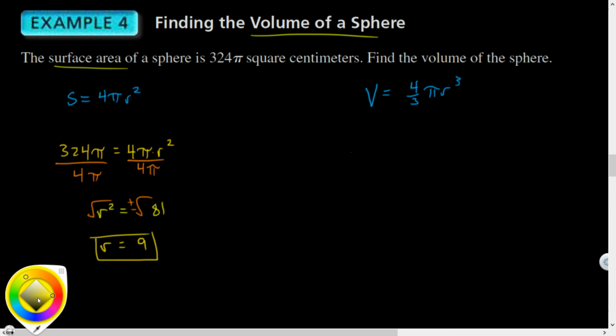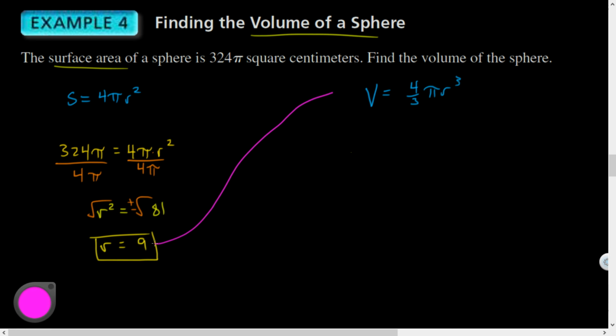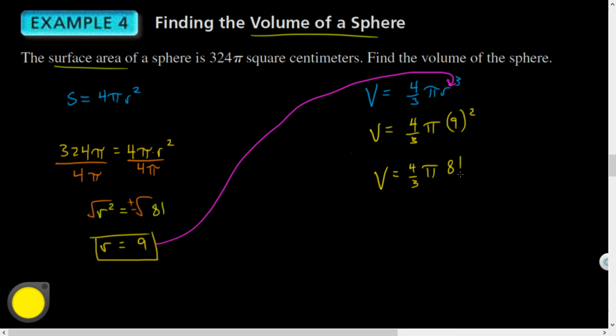And now I'll be able to take that and plug it in there, right? Is the plan. Let's see. Volume is equal to 4/3 times pi times 9 squared. And so volume is equal to 4/3 times pi times 81. 81 is divisible by 3. 3 goes into 81 27 times.